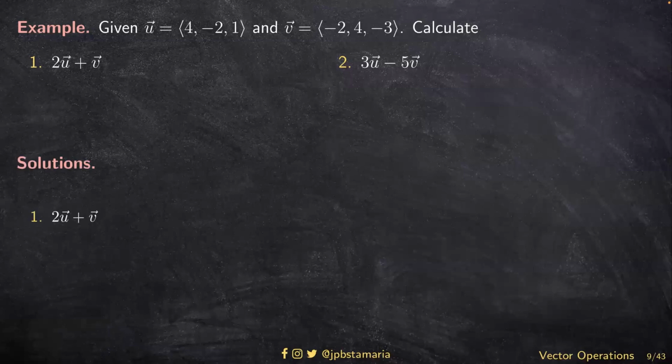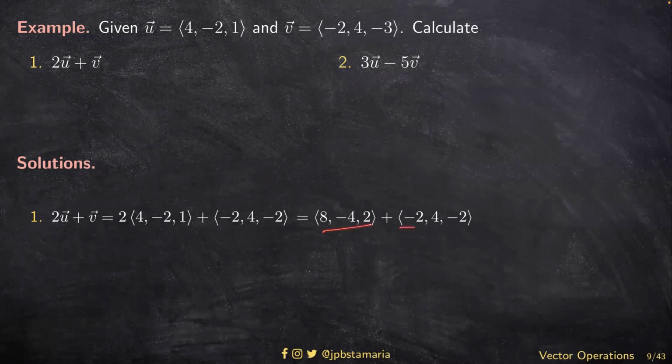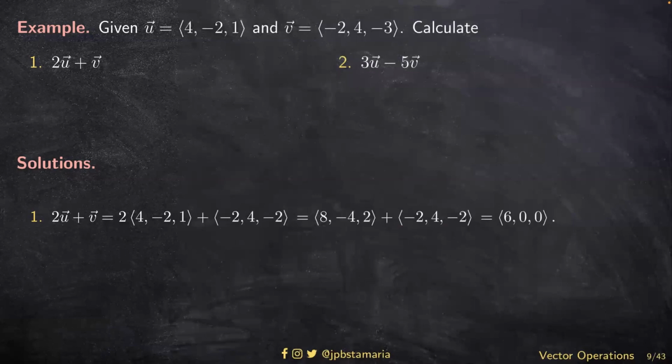So, solutions. For 2u plus v, ang ibig sabihin nito, unahin mo munang i-multiply yung 2 doon sa u. Pag minultiply mo si u ng 2, it becomes 8, negative 4 at 2. Then, they will get added together. The result is 6, 0, and 0.